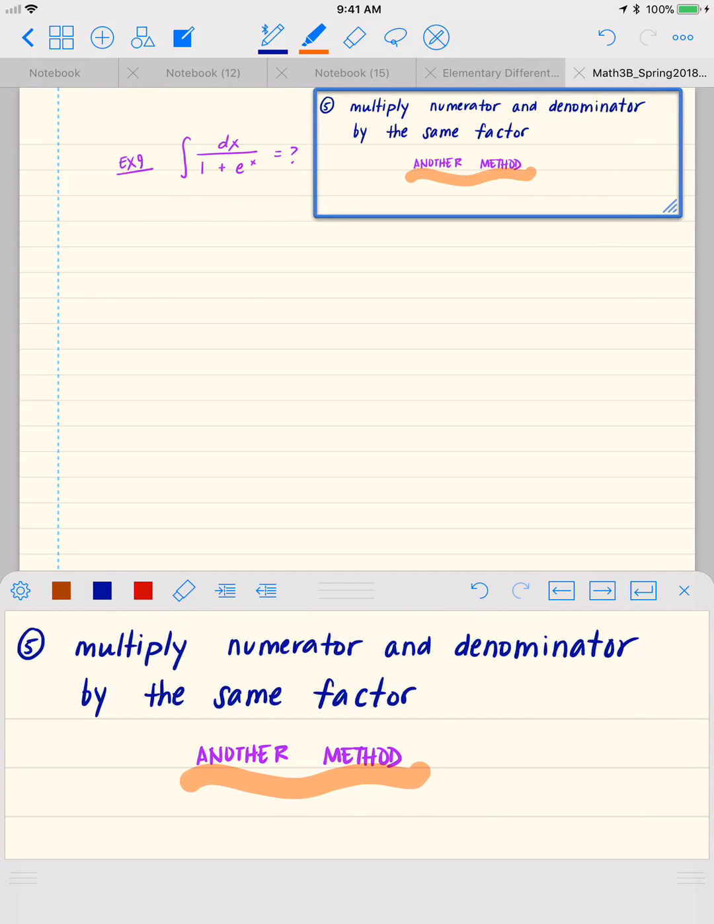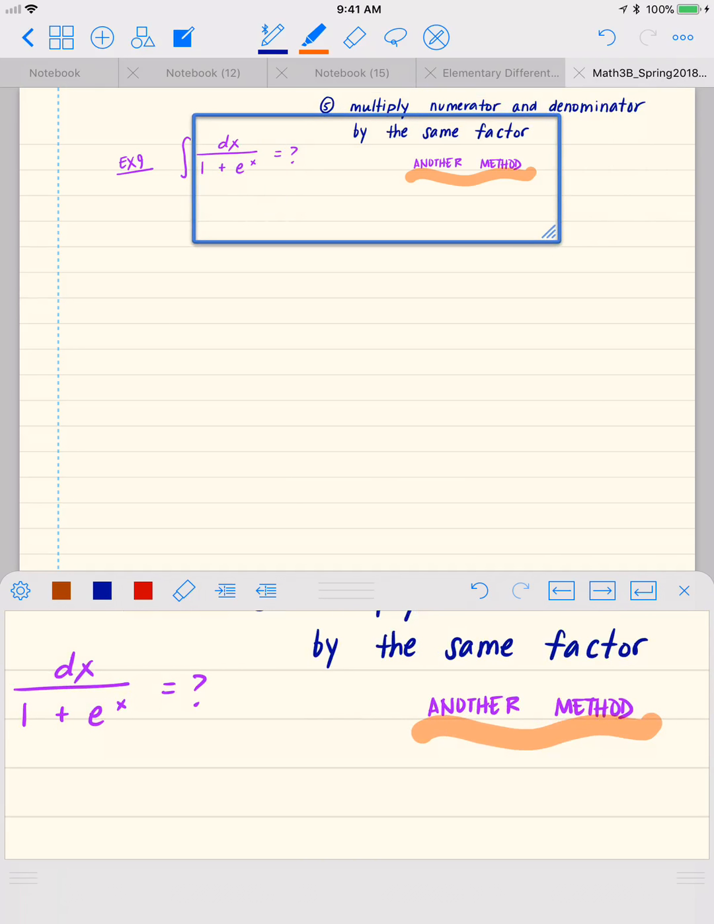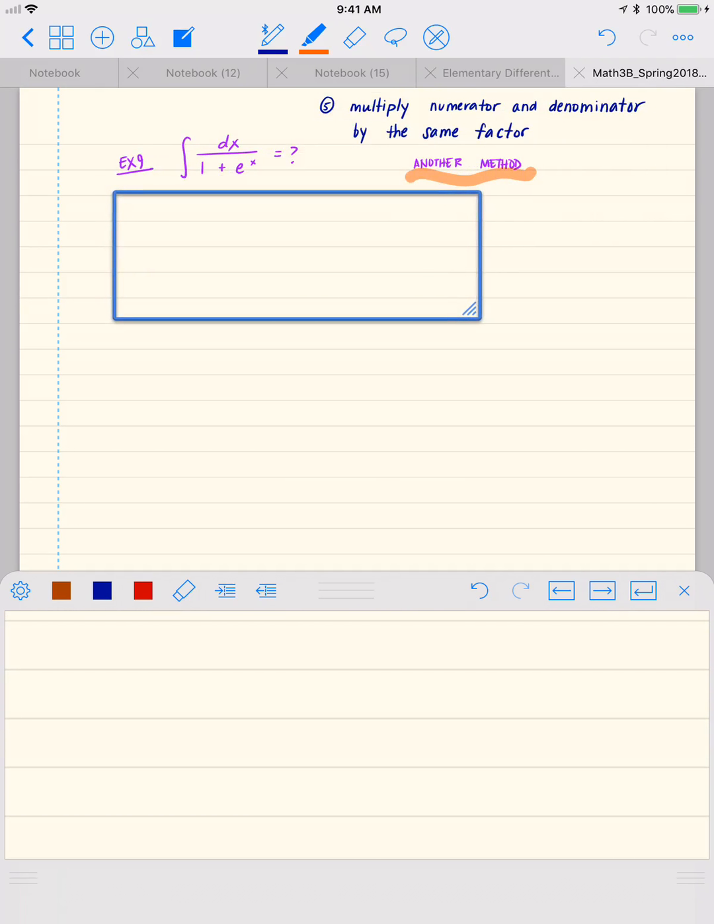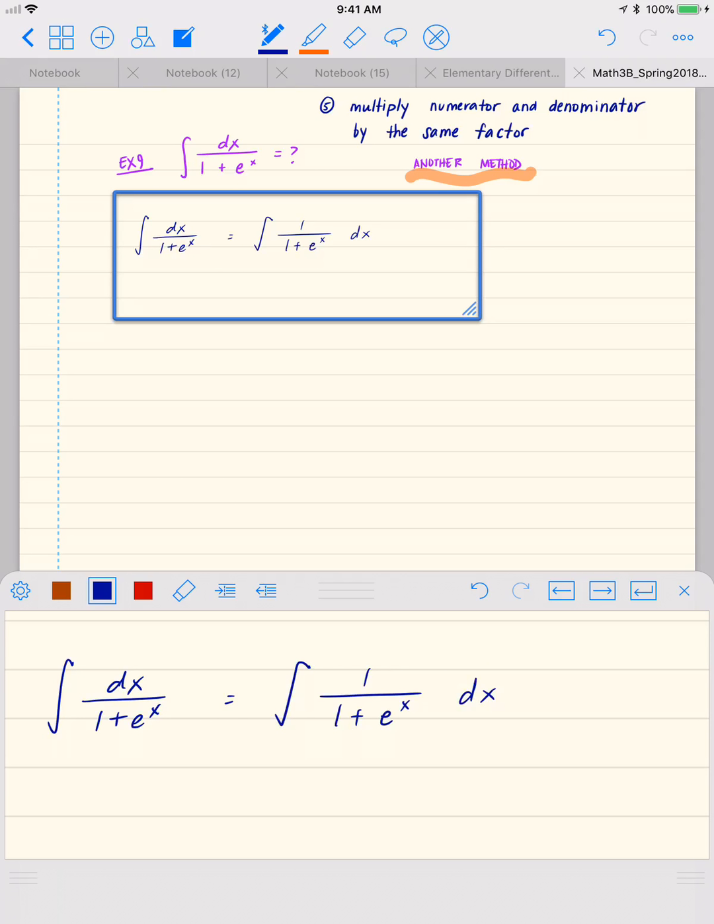Instead of multiplying the numerator and the denominator by the same factor, we're going to do that trick that we did before, where we add and subtract the same factor so that we're essentially rationalizing this polynomial in e to the x. So let's see here. We've got the integral dx divided by 1 plus e to the x. First thing I'm going to do is rewrite it so I can actually see my fraction. My dx is off to the side.